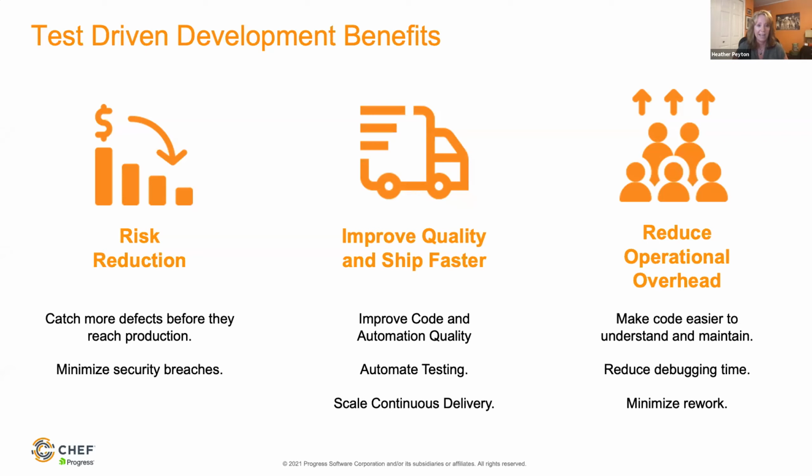This is a little bit of a different angle. Here, we're talking about the quality of the automation code that we build, and the ability to automate testing for infrastructure and compliance policy changes, and really scale continuous delivery to the next level, removing those manual gates, removing things that have to be tested manually, and hopefully reducing operational overhead. The easier code is to understand, the easier it is to maintain and reuse, using tools like Chef Cookstyle, which we'll talk about, to minimize debugging time and rework.